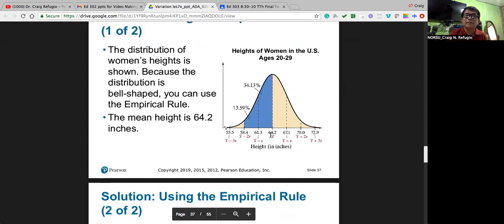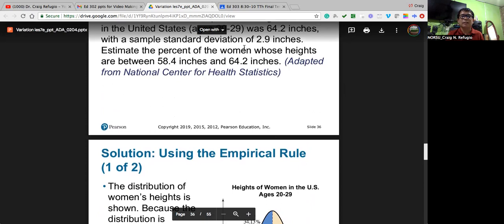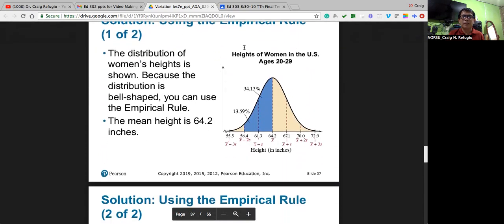So check: 64.2 plus 2.9 will give you 67.1. How to get 70? 67.1 plus 2.9, the standard deviation, gives 70. How to get 72.9? 70 plus 2.9. So how to get it? Start with the mean, then add the standard deviation.